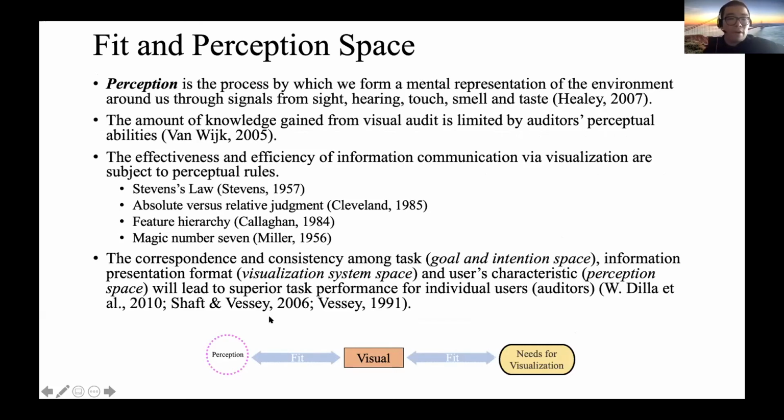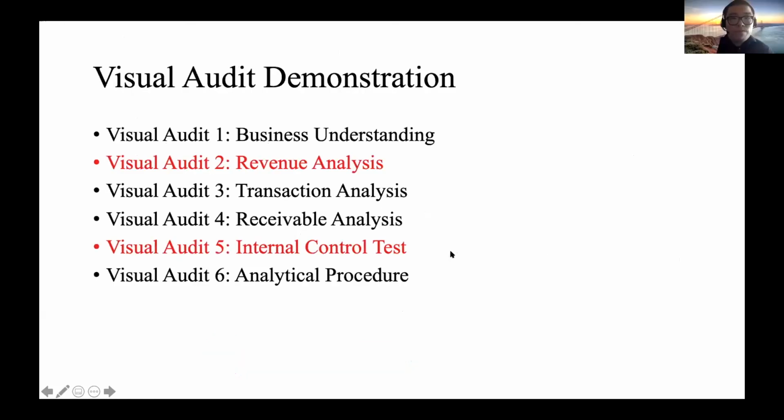So in order to have superior test performance using visualization, you have to find a fit between perception, which is one of the user characteristics, and the visual, the graph, the representation format. And we also argue that auditors need to find a correspondence and consistency between the task, which is defined as needs for visualization, and the visual. So they also need to find a fit between the visual and needs for visualization in order to have superior test performance for using visual audits to obtain knowledge and audit evidence. All right, so this is our framework. This is the first part of our paper.